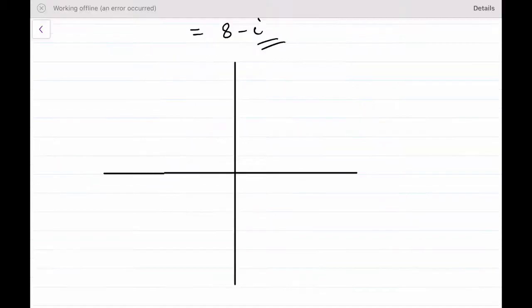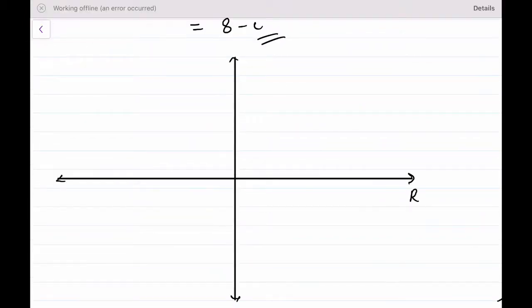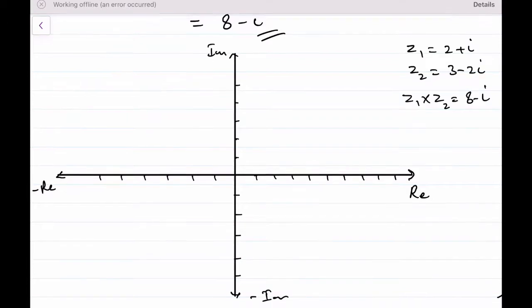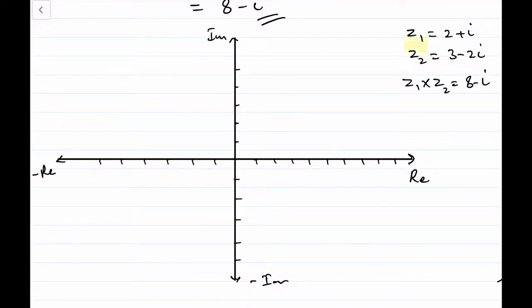So let's plot z1, z2 and z1 times z2. So for z1, 2 is the real part and 1 is the imaginary part. So we move 2 to the right and 1 up, and then join that point to the origin to get z1.